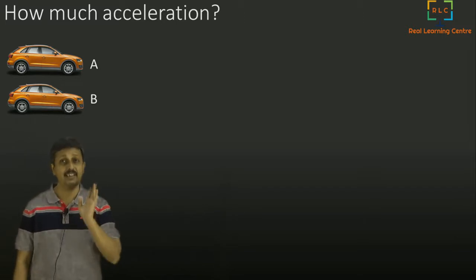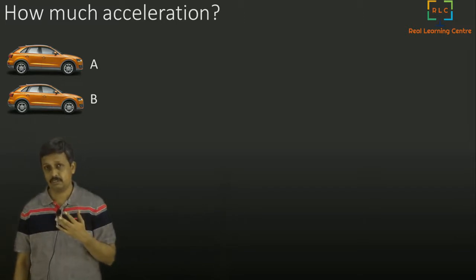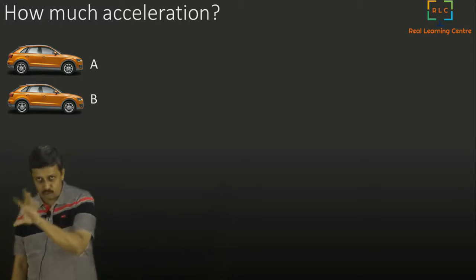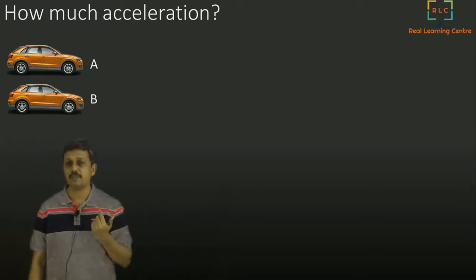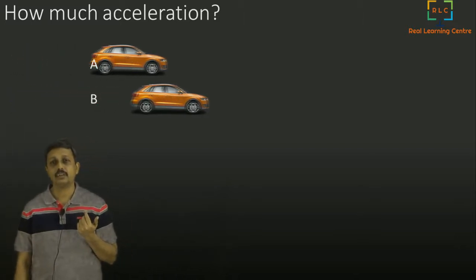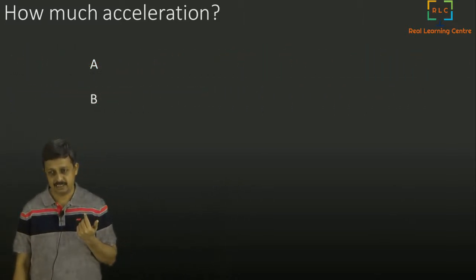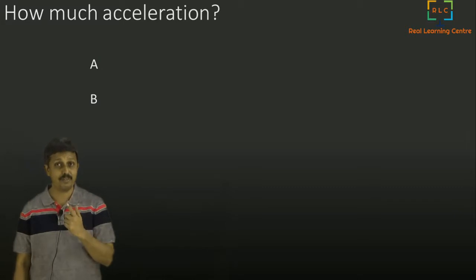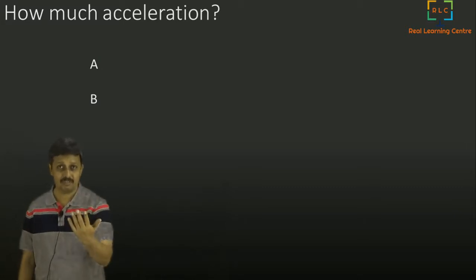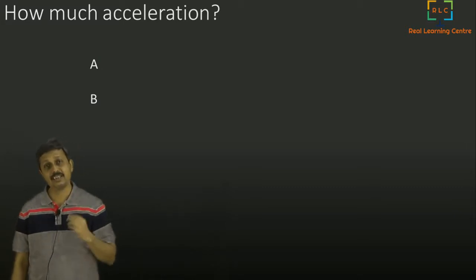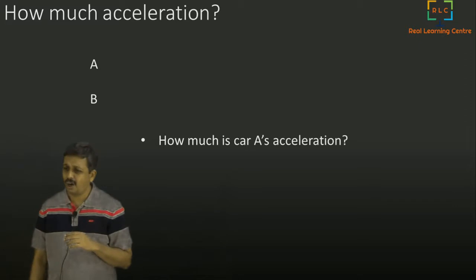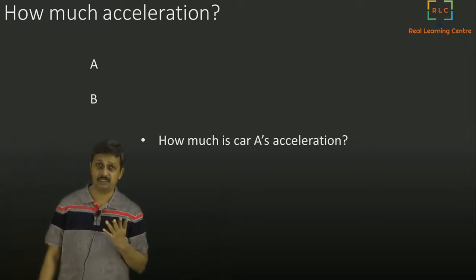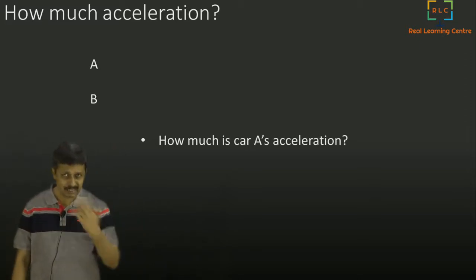Now, the question is how much acceleration? Till now we said there is acceleration. How much? There is, but it may be less acceleration, more acceleration. How do we measure that? So watch this A and B both. Both are actually getting accelerated, but one of them is accelerated more. The other one is accelerated slightly less. So we need to ask questions like, for example, how much is car A's acceleration? How much is it accelerating? Is there a number to that?